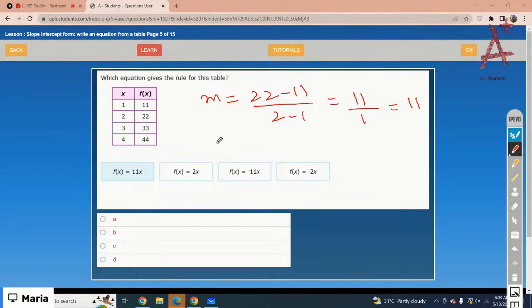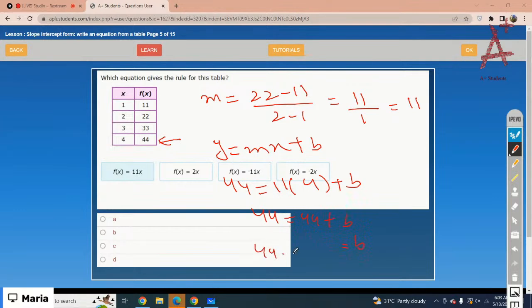And you have to calculate the y-intercept. It would be y equals mx plus b. You can use any point. So it would be 44 equals 11 times 4 plus b. So it would be 44 equals 44 plus b. So b equals 44 minus 44. That means b equals 0.